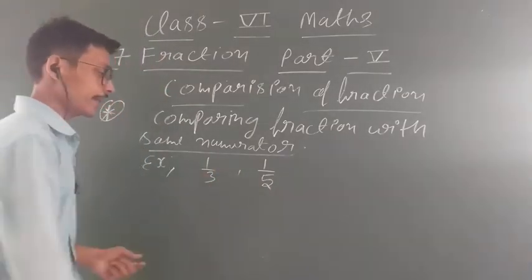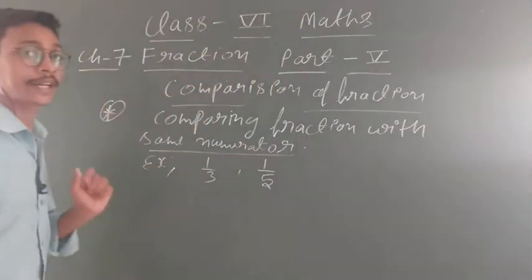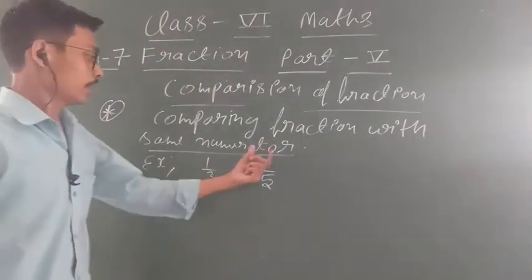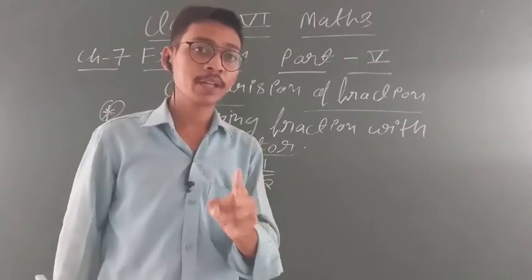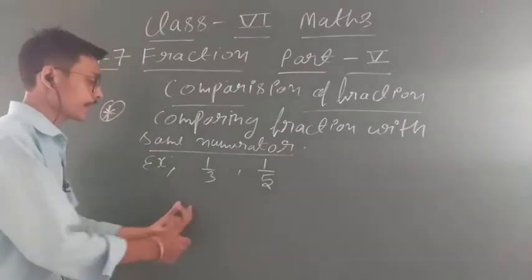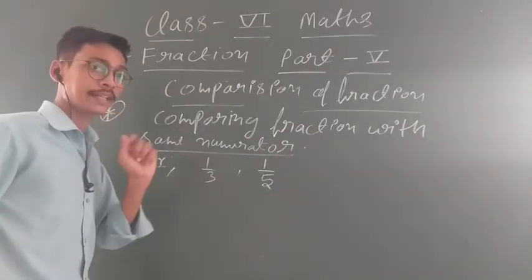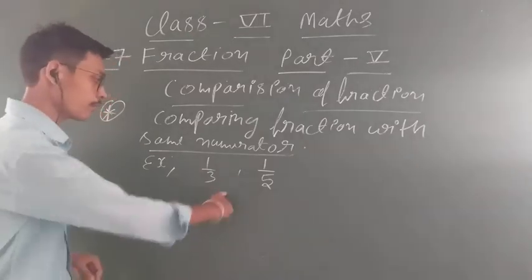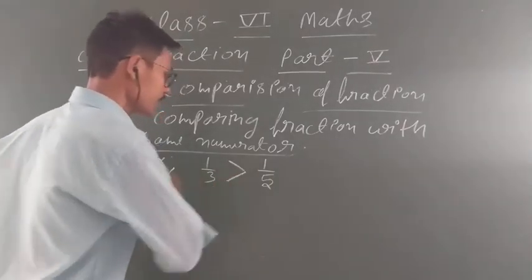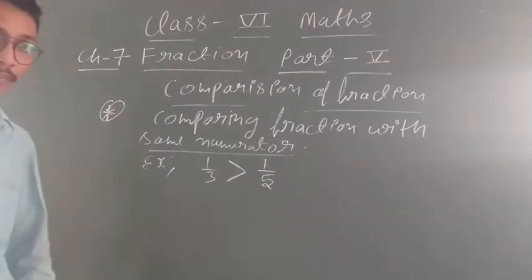The denominator having the smaller value will be the greater. It means in fractions having the same numerator, the one with the smaller denominator is greater than the other. So here what will we write? 1/3 is greater than 1/5. So student, this is the basic difference.